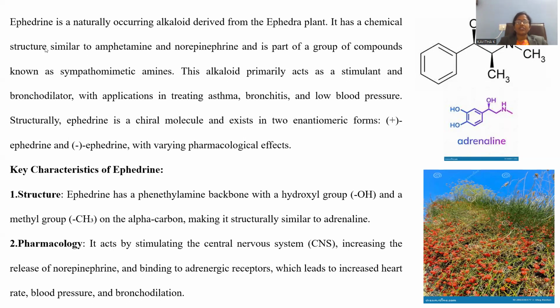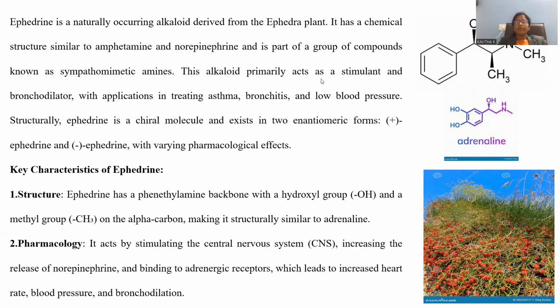It has a chemical structure similar to amphetamine. Amphetamine and ephedrine both resemble each other, and even norephedrine shows some extent of similarity. It is a part of compounds known as sympathomimetic amines. Obviously, alkaloids should be composed of nitrogen, so it is a part of amines. So that is the type of compound it will be.